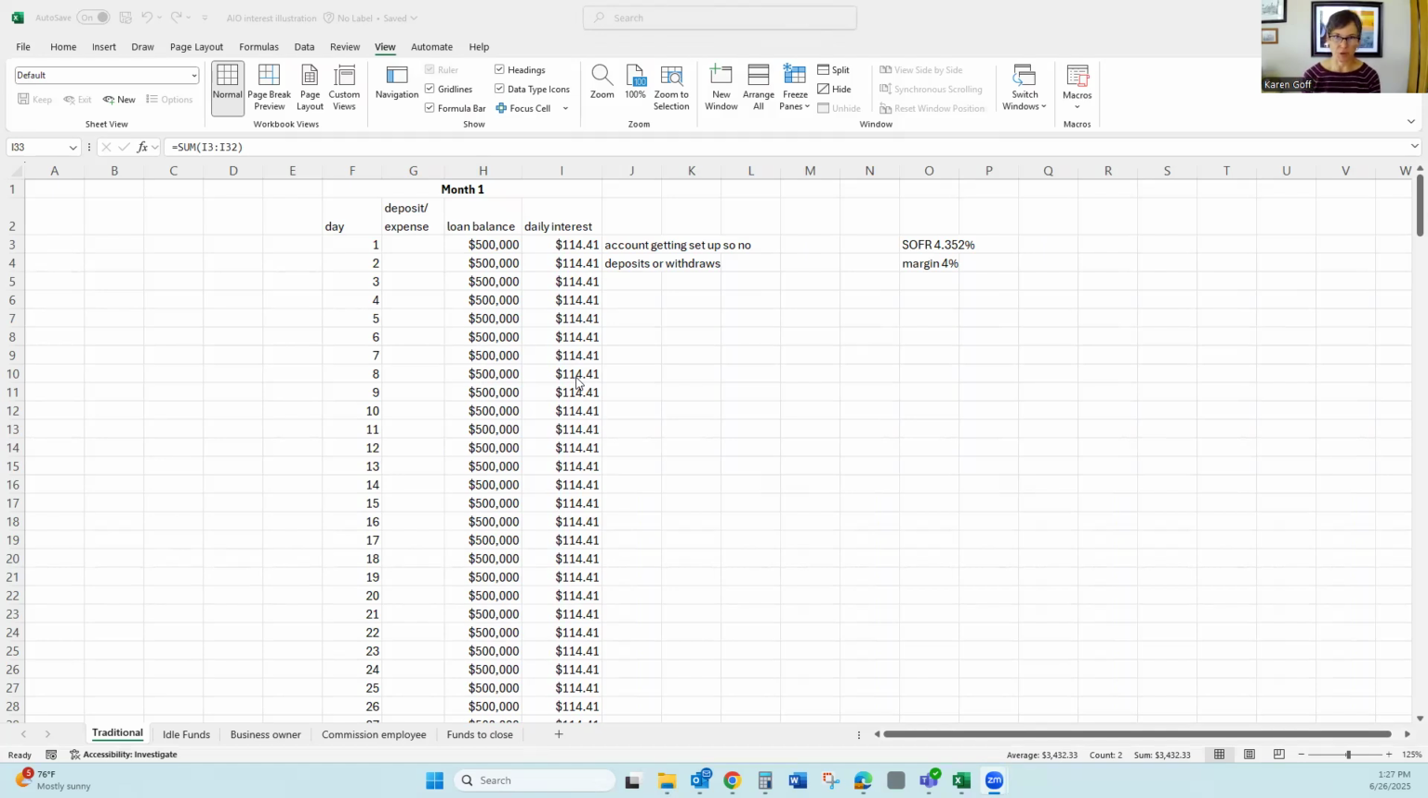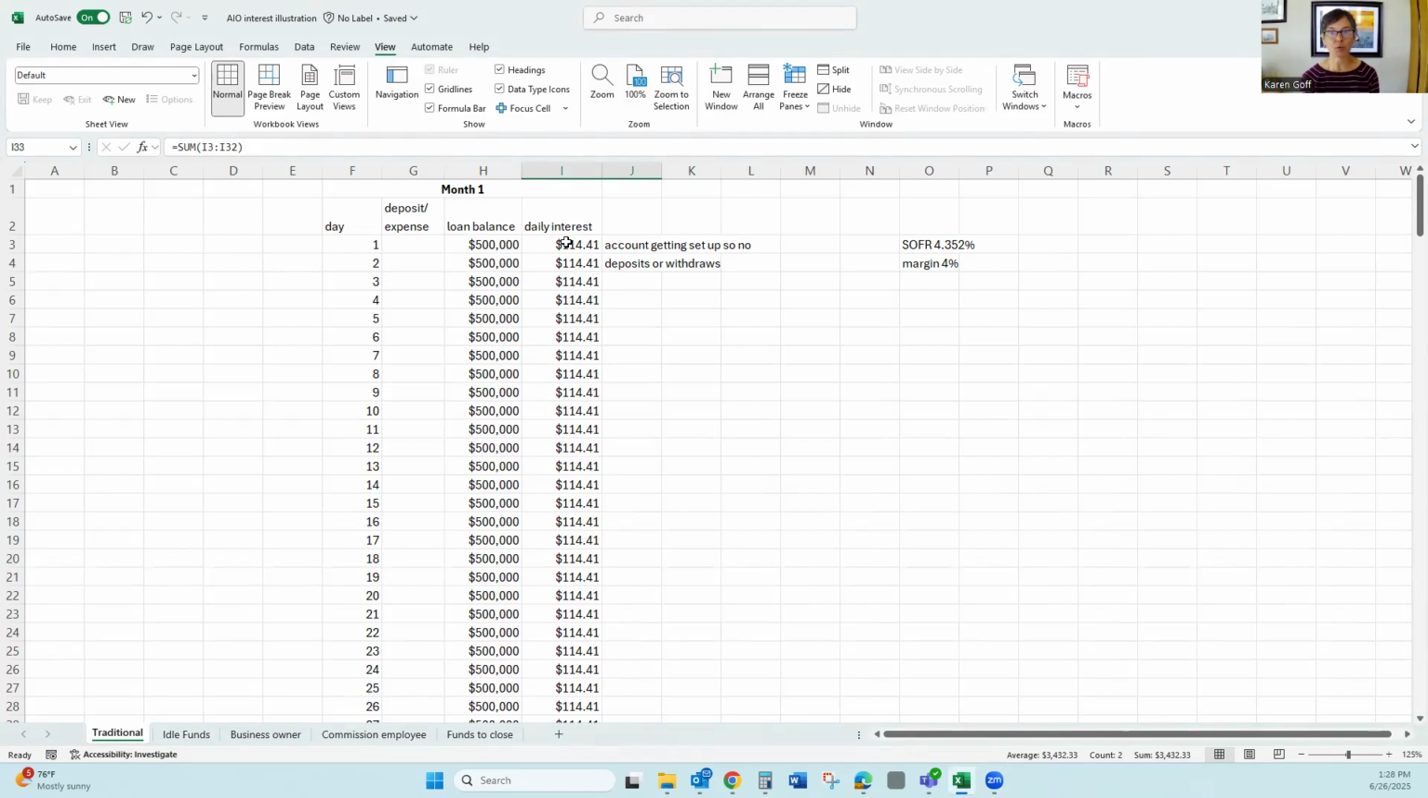So I put together this spreadsheet and I just wanted to go ahead and walk through what some months would look like hypothetically as cash flows. Now, housekeeping items. Right now, as I put this together, the secured overnight financing rate was 4.352, and I did it with the highest margin of 4%. So the total rate that I'm using on here is 8.352, which is the daily interest charge.